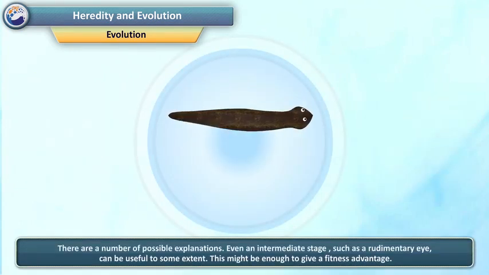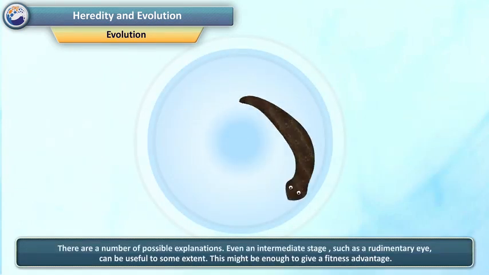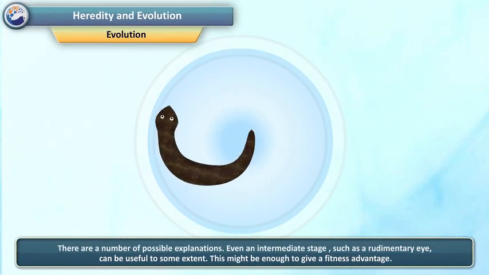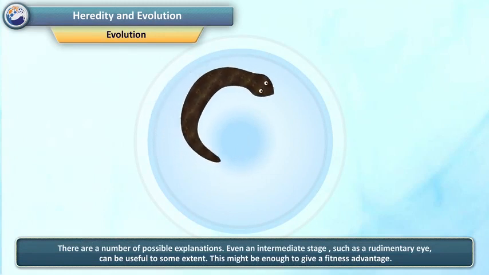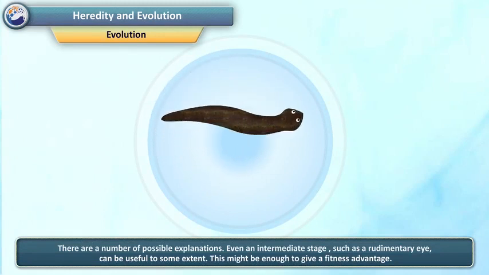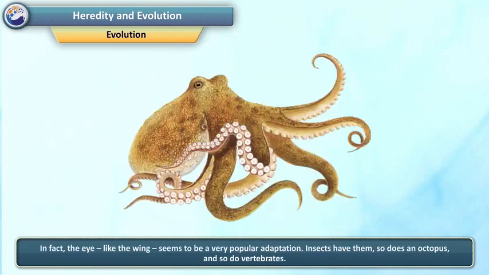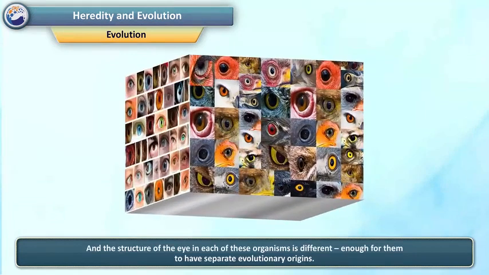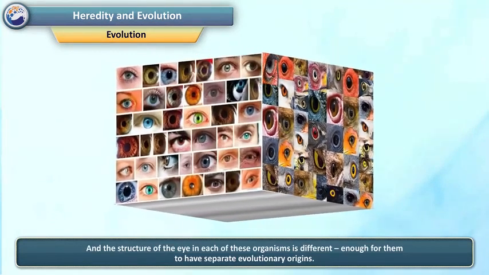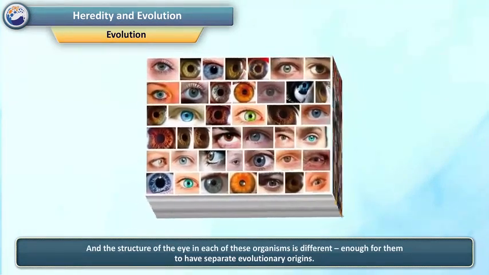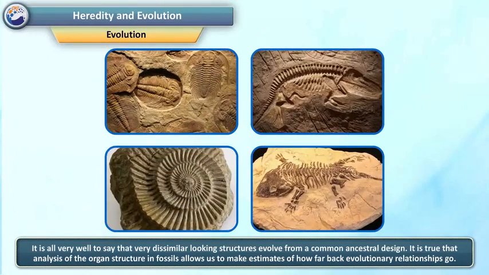There are a number of possible explanations. Even an intermediate stage, such as a rudimentary eye, can be useful to some extent. This might be enough to give a fitness advantage. In fact, the eye like the wing seems to be a very popular adaptation. Insects have them, so does an octopus, and so do vertebrates. And the structure of the eye in each of these organisms is different enough for them to have separate evolutionary origins. To say that very dissimilar looking structures evolved from a common ancestral design.